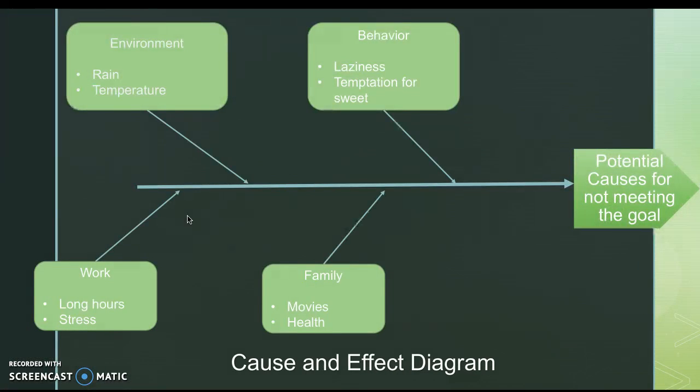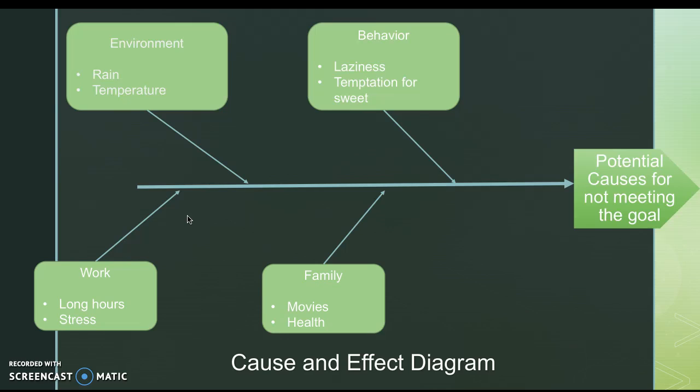Now, as I said, the range for my data was way wider, so I definitely needed to make some improvements to make that range much tighter. So I plotted a root cause effect diagram. Here I took four categories: behavior, environment, work, and family. I kept recording the reasons why I was not able to achieve my goal on any particular day. For example, for environment, if it was raining outside or the temperature was too cold or too hot, I would record that under temperature.